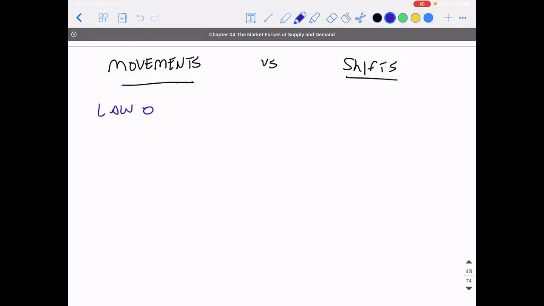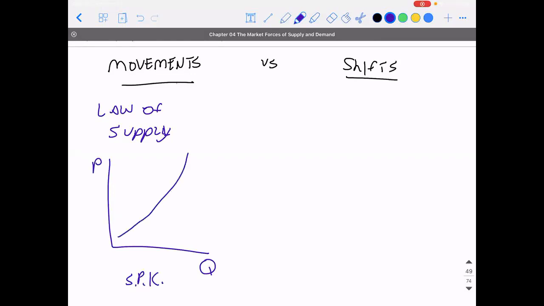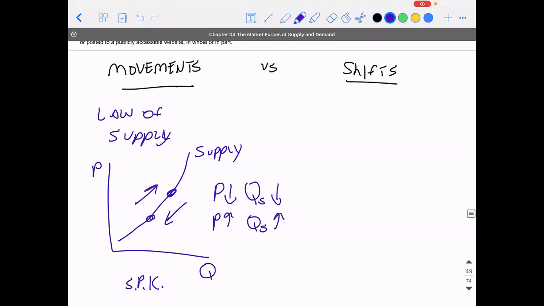Movements are understood through the law of supply. And again, in the Sour Patch Kids market, what that's saying is upward sloping supply curve. What that's saying is that the price is changing. The price could be falling. As the price falls, quantity supplied, Q subscript S, falls. Or as the price rises, quantity supplied rises. Only caused by the change in price.